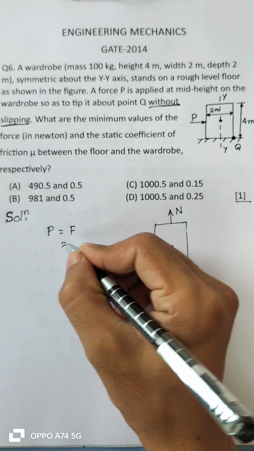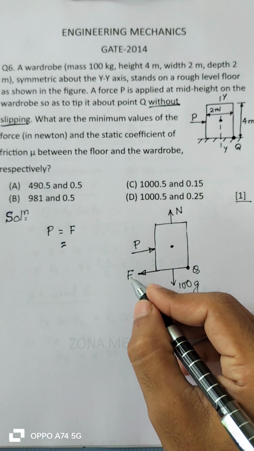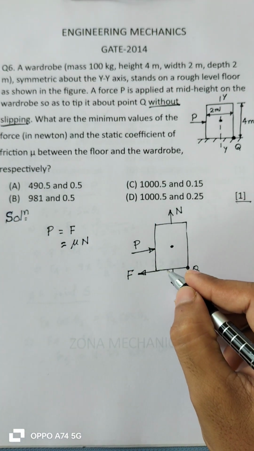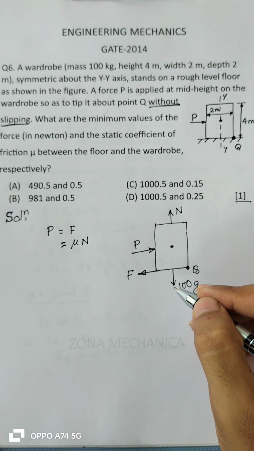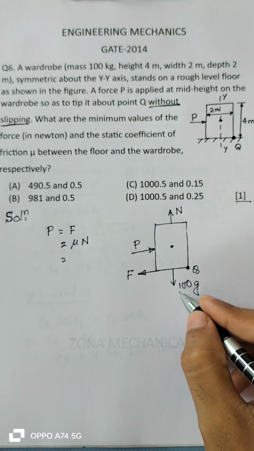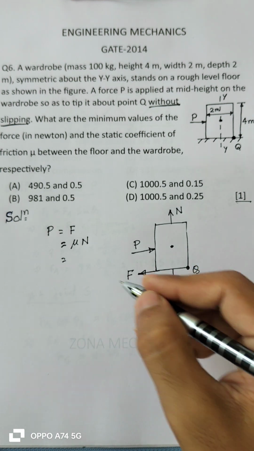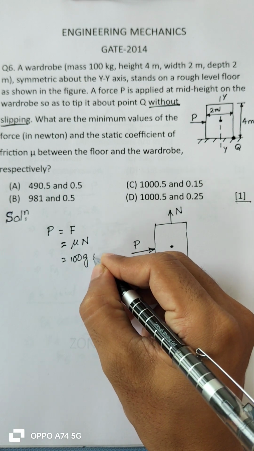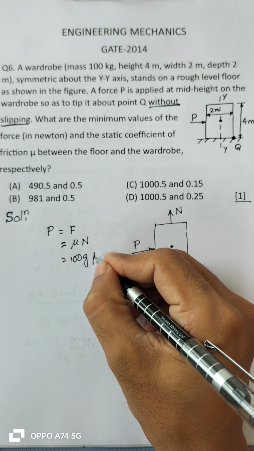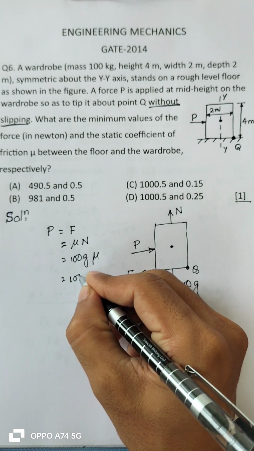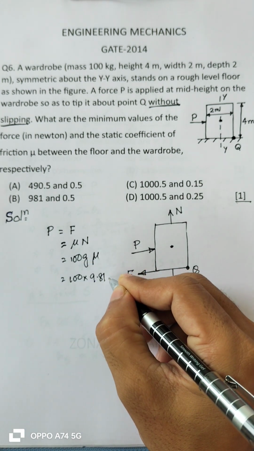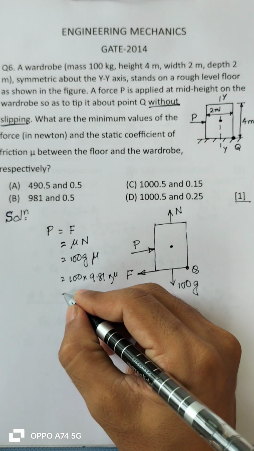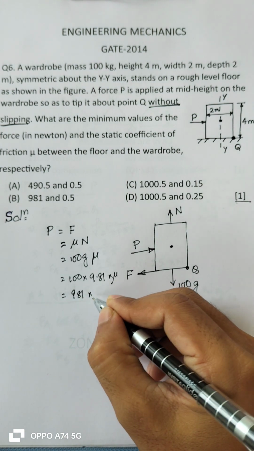As we know from the friction formula, F is equal to mu into N. Mu is the coefficient of static friction. So from here we can write N is equal to 100 g, so F is equal to 100 g into mu. Again, g is 9.81, so that is 981 into mu.